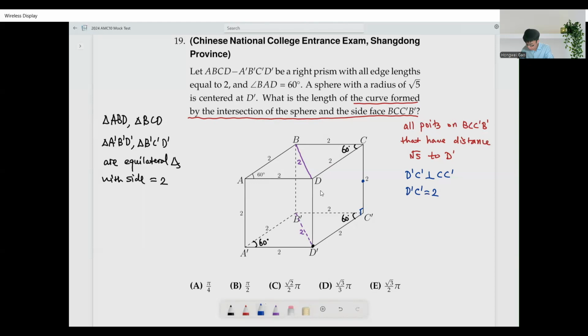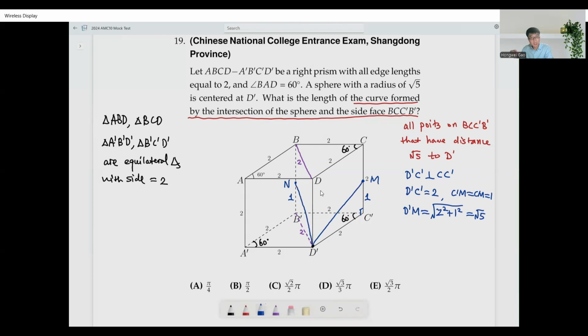Let's call it M here. So M is the midpoint. That means C'M is 1. So we have C'M equals CM equals 1. So we will have D'M equals, by Pythagorean theorem, 2 squared plus 1 squared and take the square root, that's root 5. So the intersection of the sphere on CC' is M. Similarly, the intersection of the sphere to BB' is also the midpoint. So B'N is 1 here. So if I draw the radius, that's the radius.